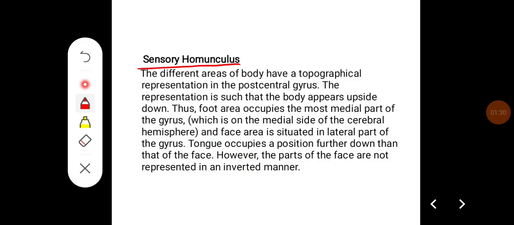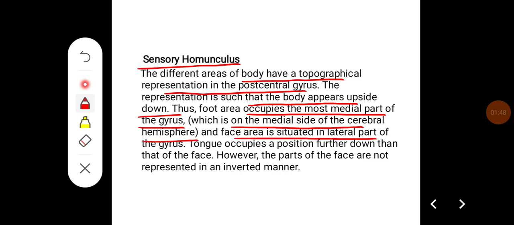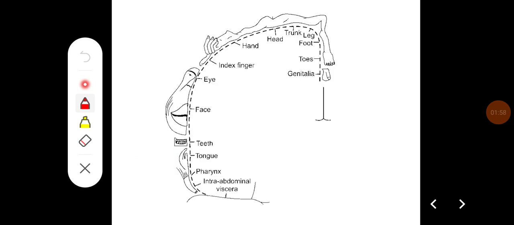Sensory homunculus. The different areas of the body have a topographical representation in the postcentral gyrus. The representation is such that the body appears upside down. Thus, the foot area occupies the most medial part of the gyrus, which is on the medial side of the cerebral hemisphere, and the face area is situated in the lateral part of the gyrus. The tongue occupies a position further down than that of the face. However, the parts of the face are not represented in an inverted manner.